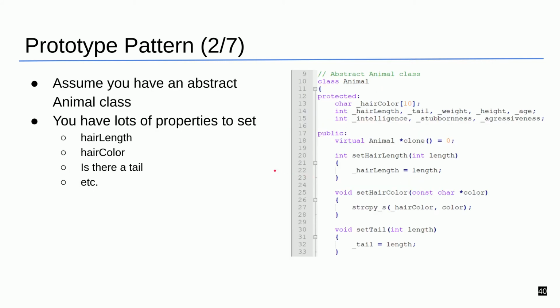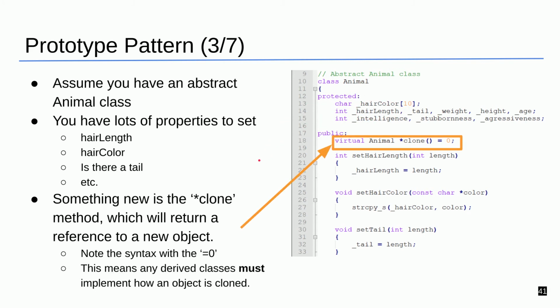Okay, so let's assume you have something like an abstract animal class here. So this is the little code I wrote here. You have an animal. Animals have lots of different properties. Hair color, their hair length. Do they have a tail, weight, height, how old they are, their sort of intelligence, stubbornness, or maybe aggressiveness. Many other properties of animals, of course. But you have all these different things that you want to set up. Okay. So what I'm introducing here is this clone function here.